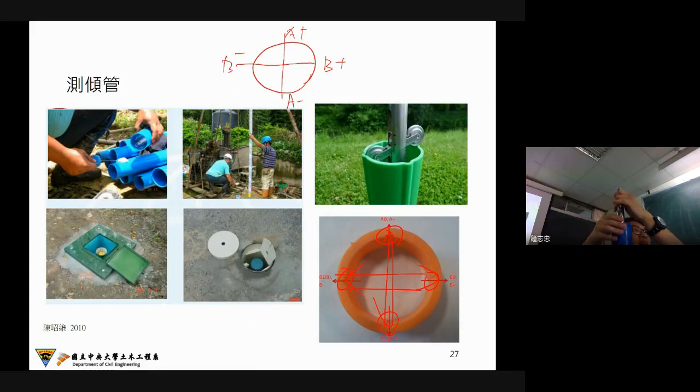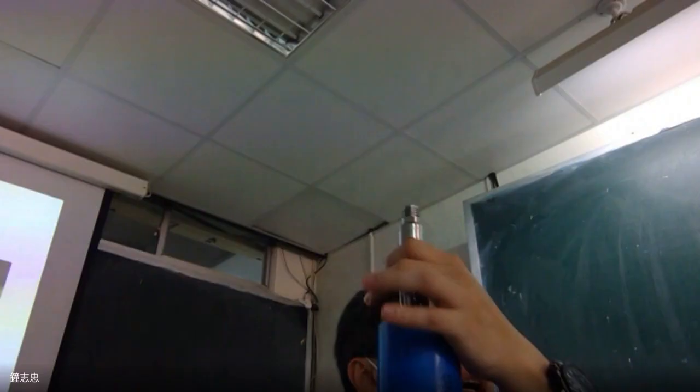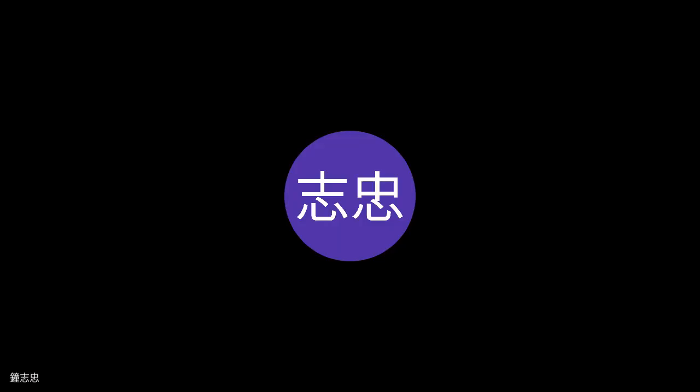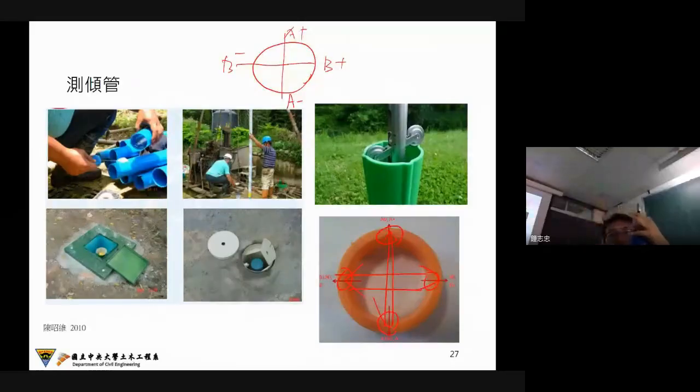No? Okay, because underground movement is not parallel to the A direction or the B direction, maybe it is in this direction. So we need to make sure of both directions to find the summation factor, to understand which direction the movement is in. So this is the first issue we need to know for the inclinometer.